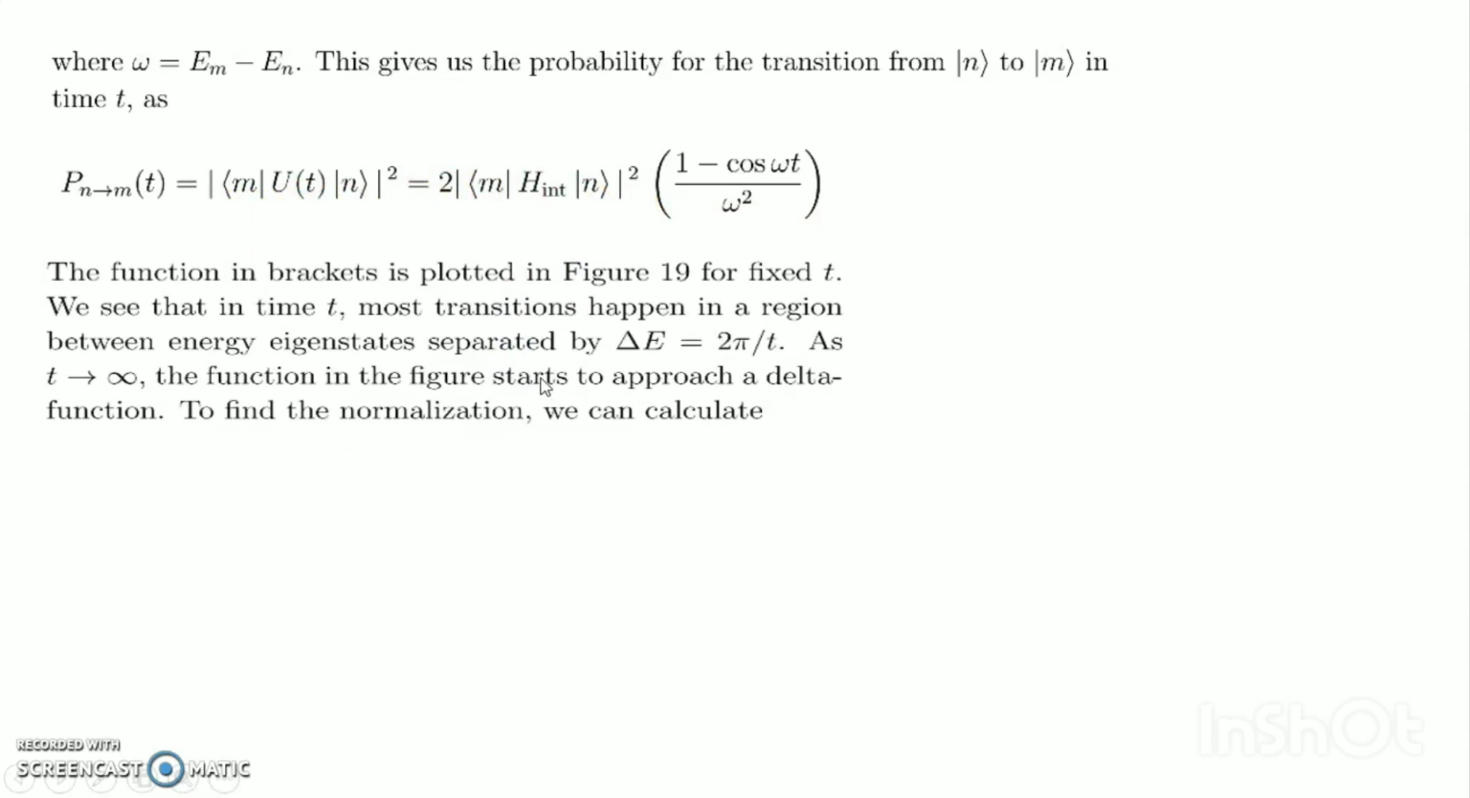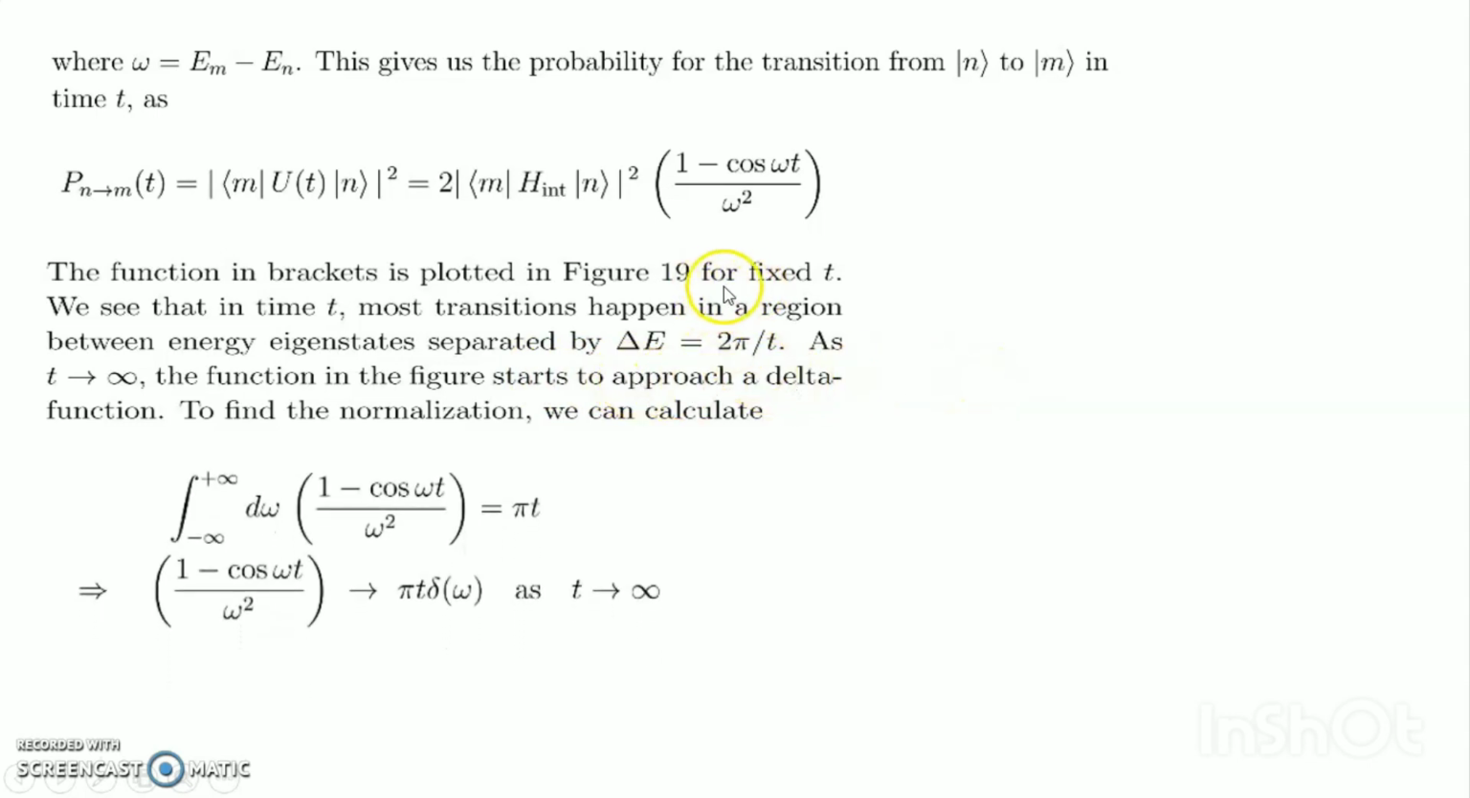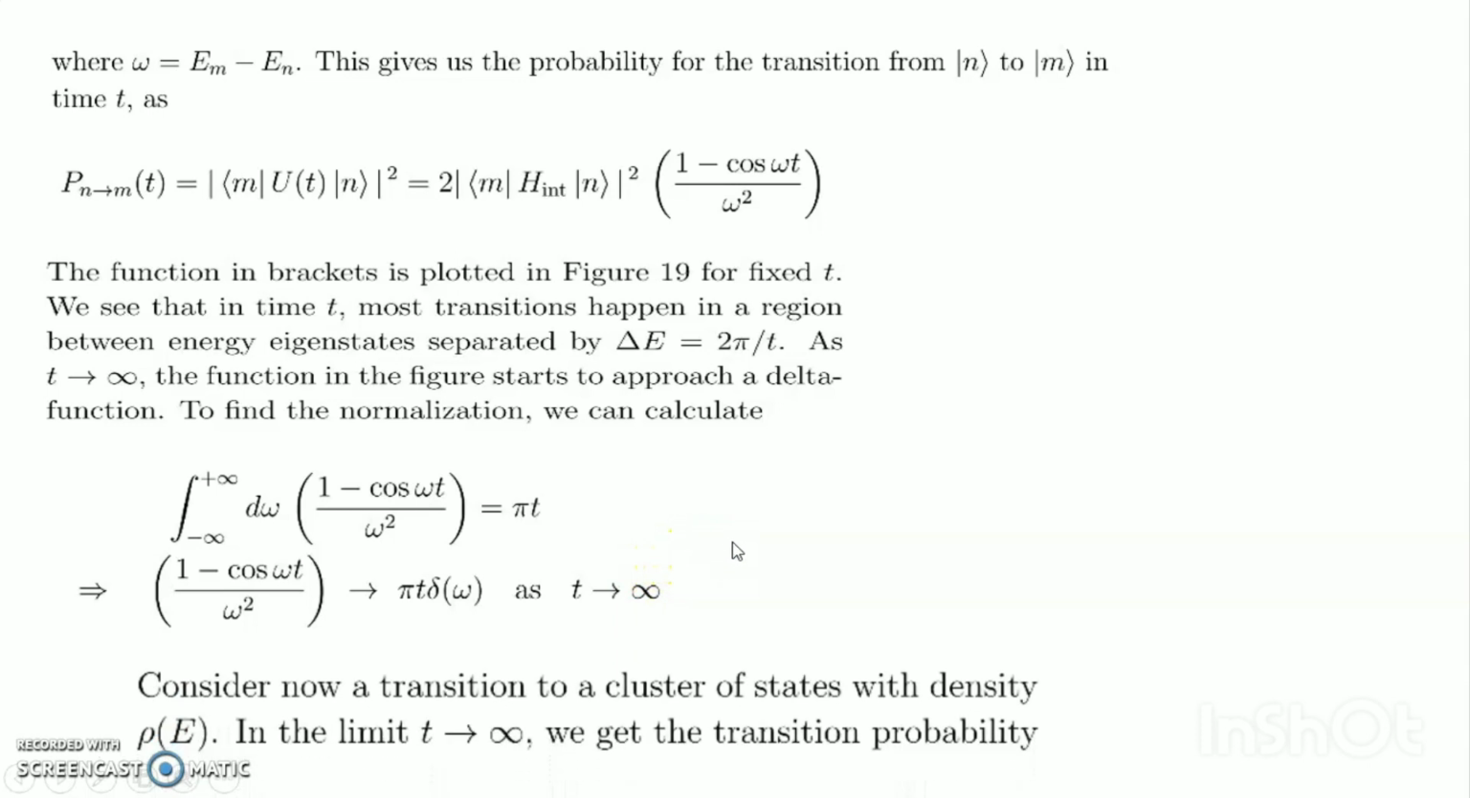The function in the brackets is plotted in the figure, which we show as figure 19. For fixed t, we see that most transitions happen between energy eigenstates separated by ΔE = 2π/t. As t tends to infinity, the function in the figure starts to approach a delta function. To find the normalization, we can calculate that the integral over ω gives πt δ(ω) as t tends to infinity.